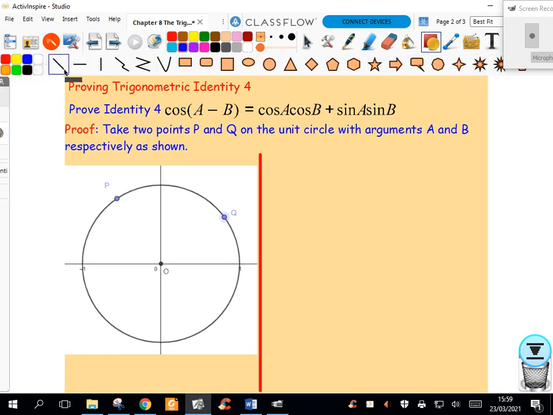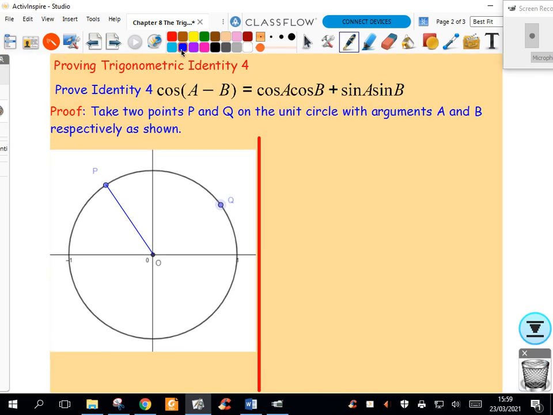Note, if I just connect P to the origin, it's telling me that has an argument of A. What does that mean? Well, it means that angle in there, I'll put it in blue, that angle is A. Which means that P can be written as, well, note r is just 1. It's a unit circle, so the radius is 1. So it's 1 cosine A, comma, 1 sine A. The argument is A. That's the polar form of the point P.